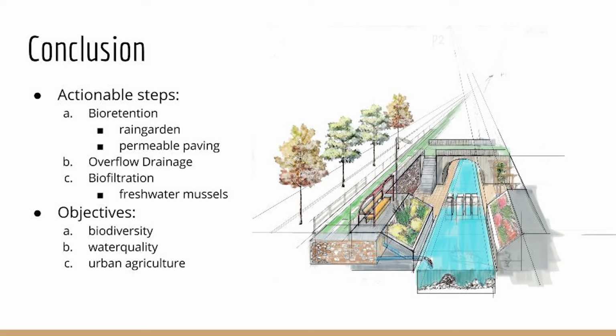And finally, just to very quickly recap our points, during our minor intervention stage we're proposing to increase biodiversity and water quality through bioretention, overflow drainage system, and biofiltration. And the graphic you're seeing right now is a perspective hand rendering of how our team envisioned our site would be like after the necessary steps were taken.